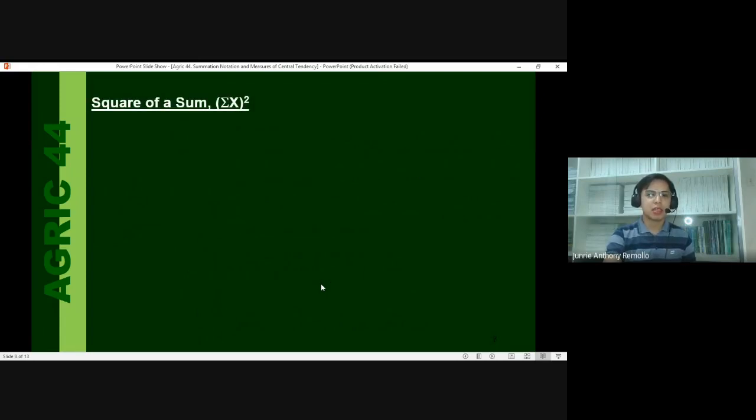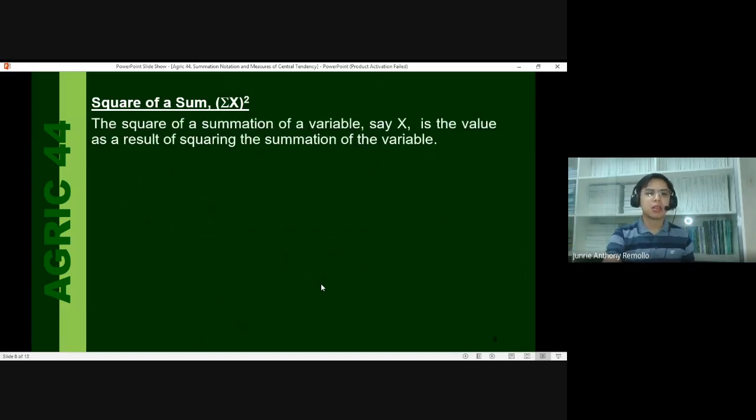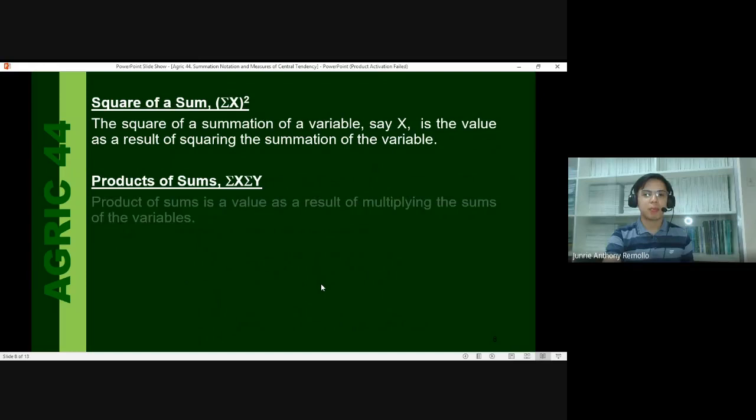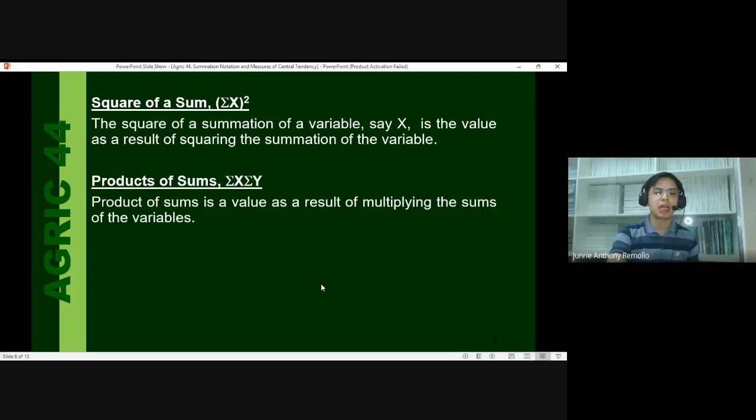And then the square of the sum, or the square of the summation of x, or the square of the summation of y. It means that the square of the summation of a variable, say x, is the value as a result of squaring the summation of the variable. And the product of the sums, or the product of the summation of x and summation of y, means it is a value as a result of multiplying the sums of the variables.